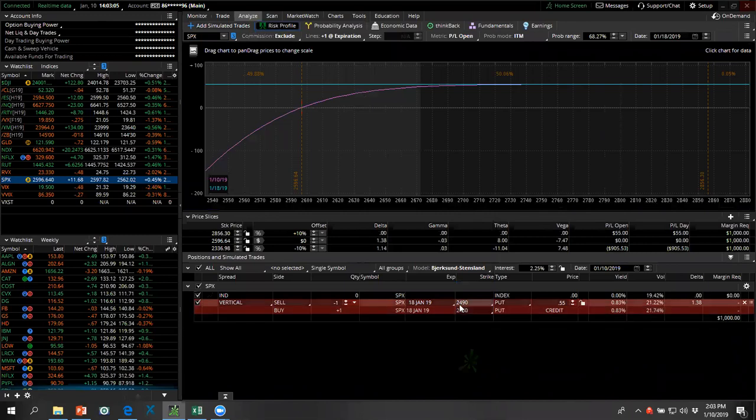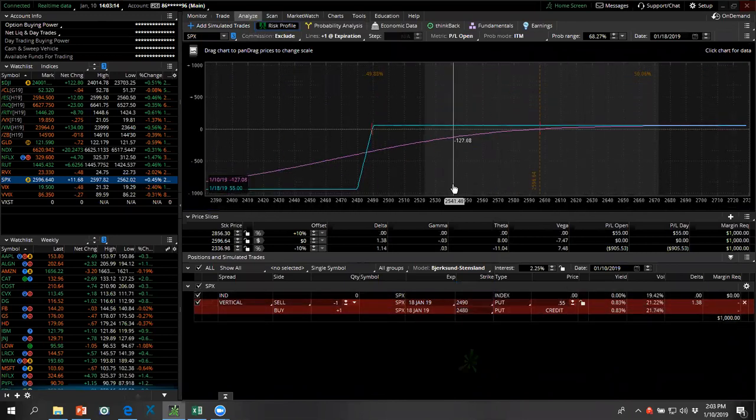In this example, I would have sold the 24.90 and bought the 24.80. It's a 10-wide credit spread, and I would have been paid $55 for doing that. The graph looks like a typical credit spread does. If you're a spread trader, or if you use this kind of thing as adjustments, this should look pretty familiar. Okay, but note that it's $1,000 margin.